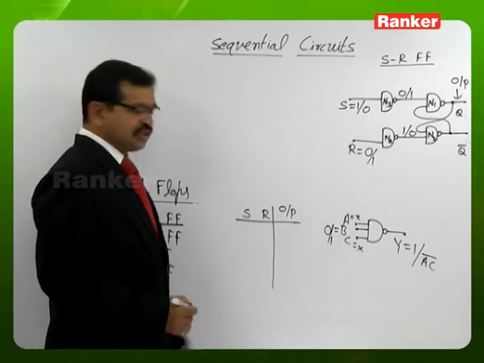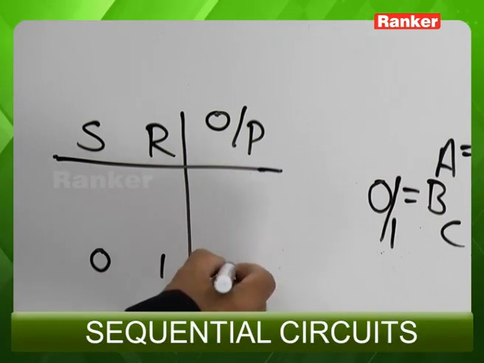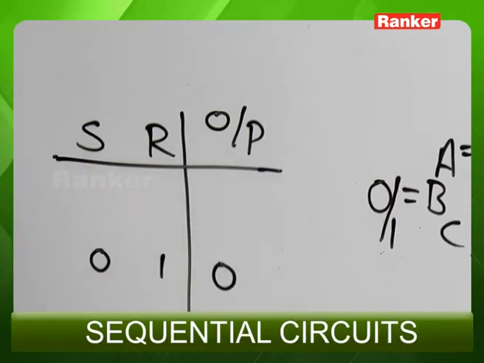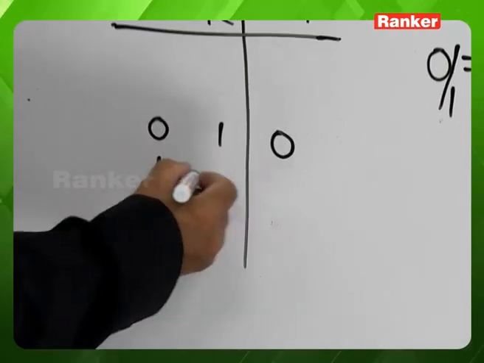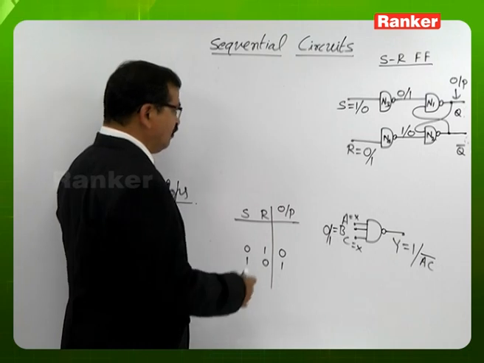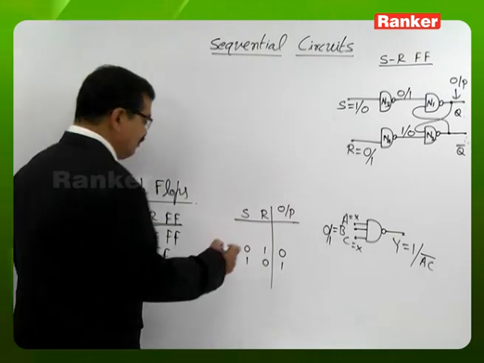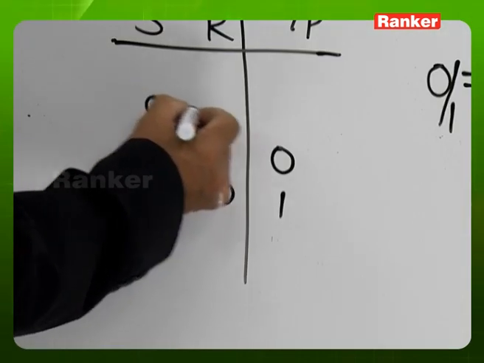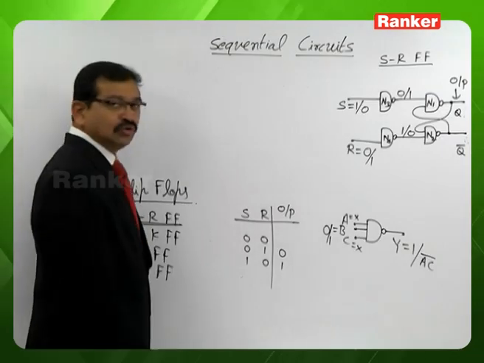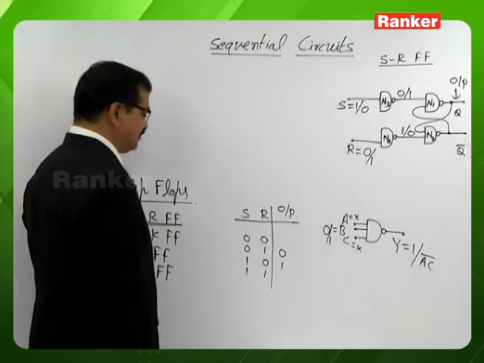So based on this discussion, we are recognizing whenever S is 0, R is 1, the circuit output is 0. And whenever S is 1, R is 0, the circuit output is 1. We know on S and R, apart from 0, 1 and 1, 0, we have other possible combinations. S and R may be both zeros, or S and R may be both ones.